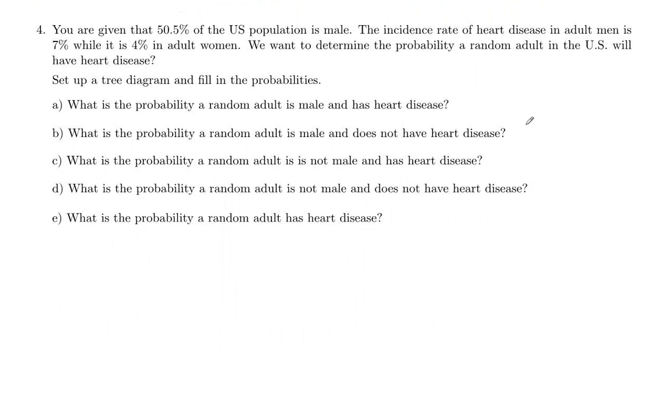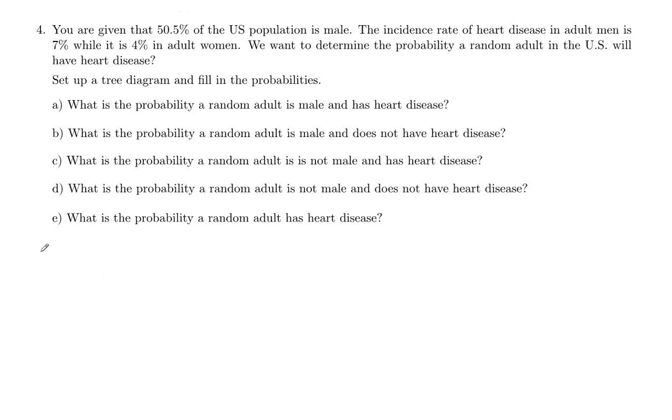Number 4, here we're given that 50.5% of the U.S. population is male. Incidence of heart disease in men is 7%, 4% in women. So yeah, women usually start heart disease about 10 years later than men. We want to determine the probability a random adult in the U.S. will have heart disease. So we're going to set up a tree diagram.